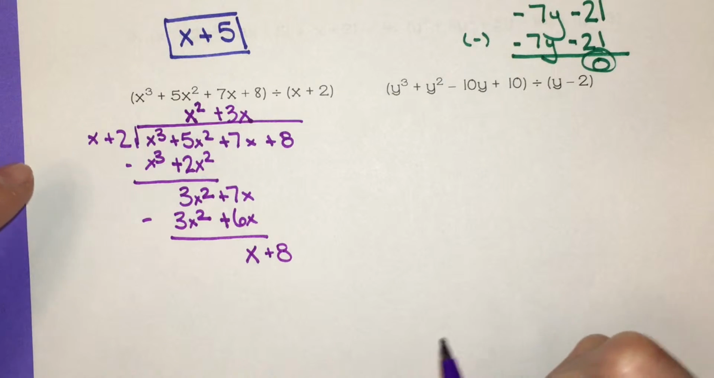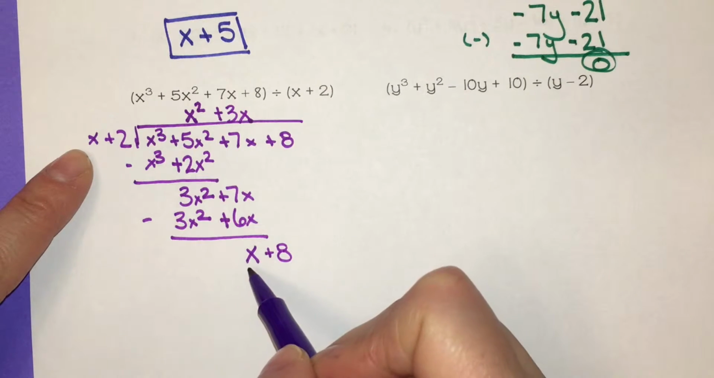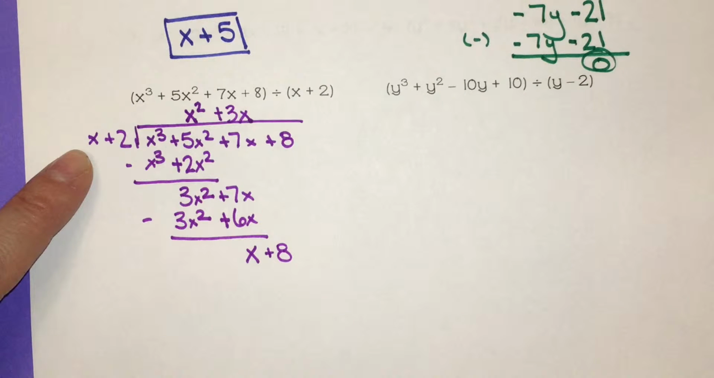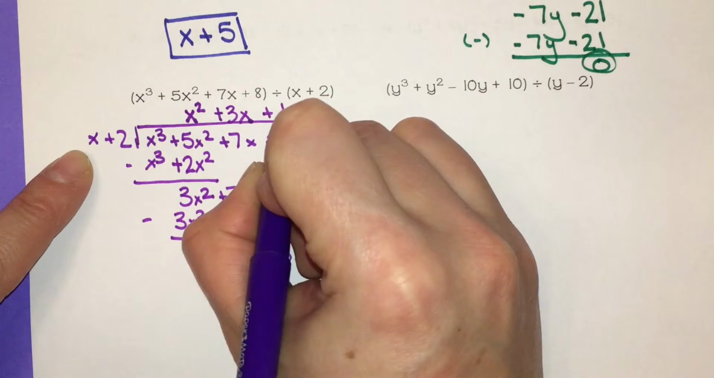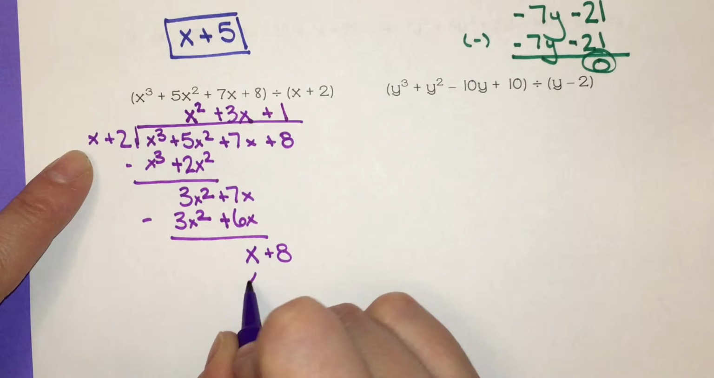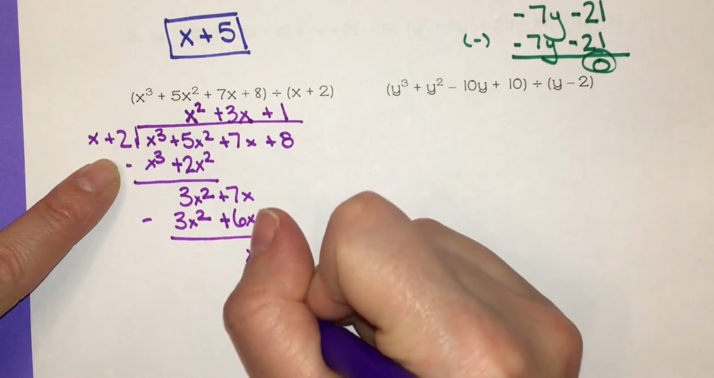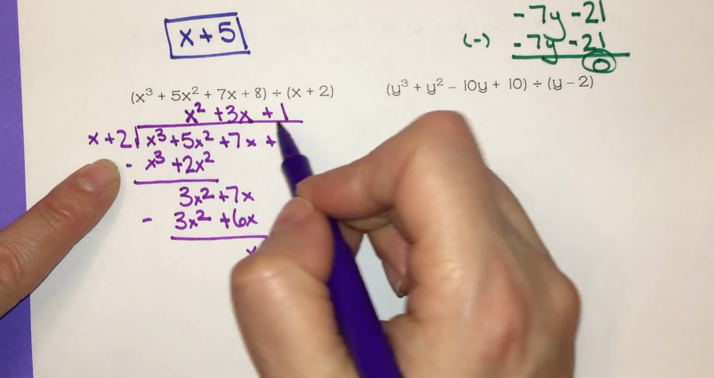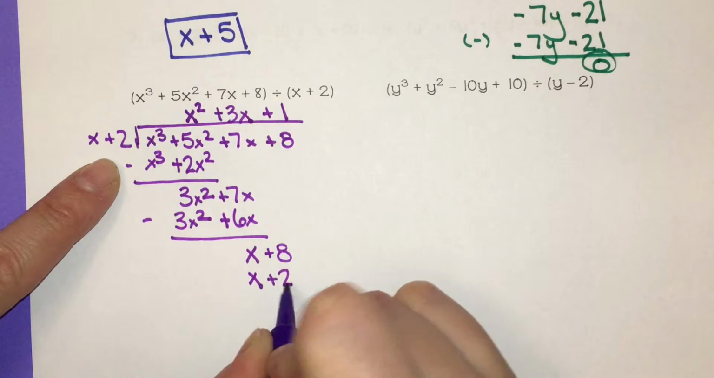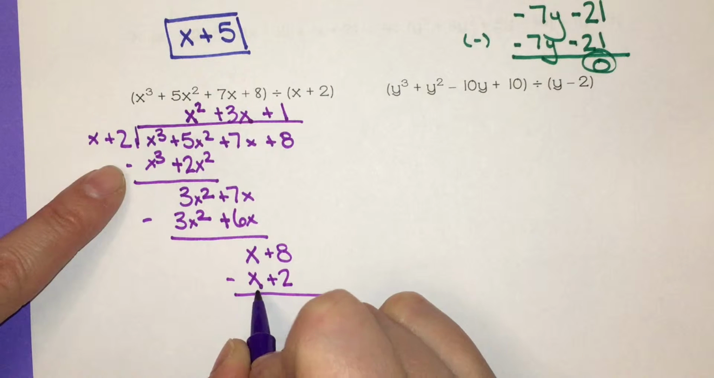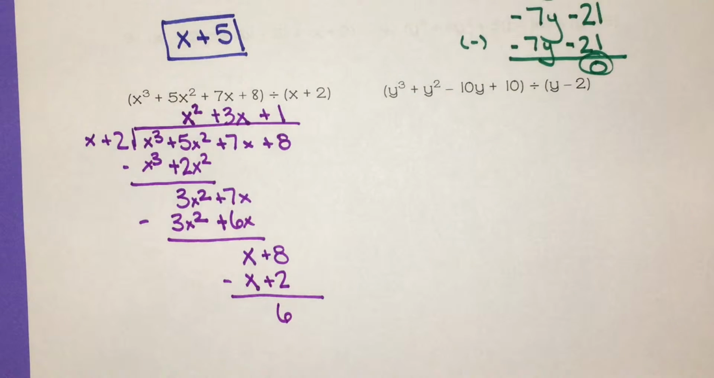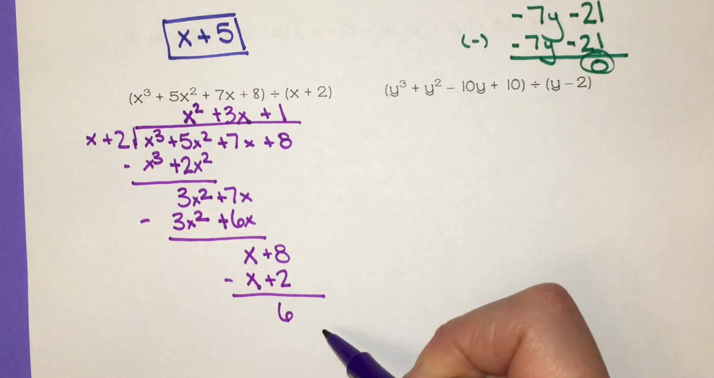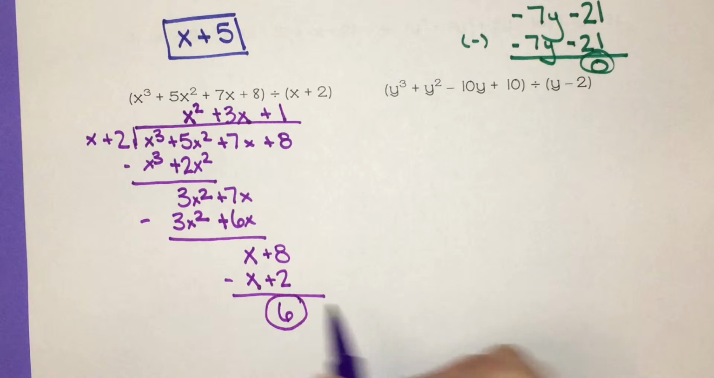All right, so here, well, what do I multiply x by to get x? Well, it's already x, but I have to put something there. So I multiply by positive 1. That'll give me x back. So multiply by positive 1. 1 times x is 1x or x. Remember, I don't have to put that 1 there if I don't want to, but I can. 1 times 2 is positive 2. So when I subtract, x minus x is 0. 8 minus 2 is 6. So I don't have anything left to bring down. I do have a remainder here.